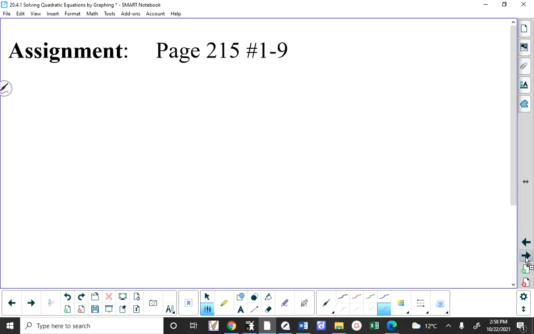So on page 215, practice problems 1 through 9 would be a good smattering of what to do here to make sure you're on task.